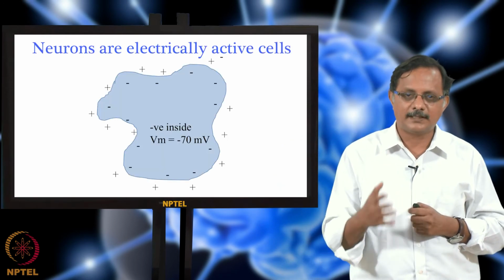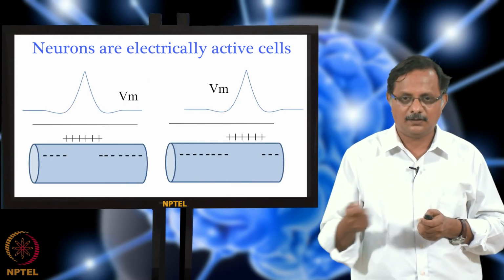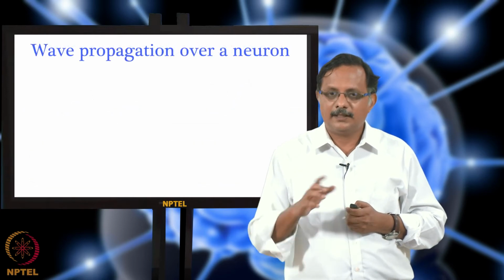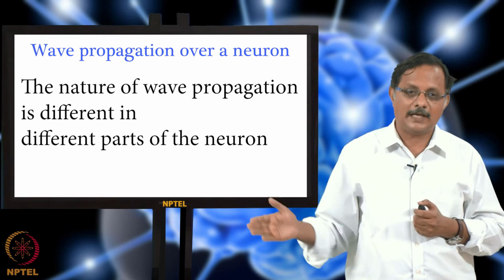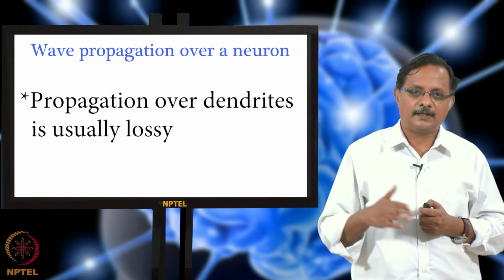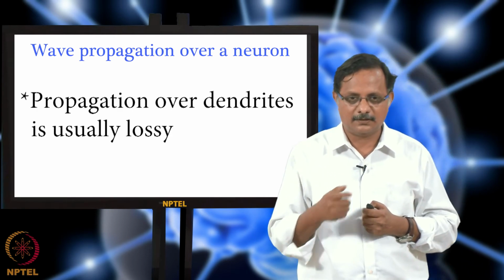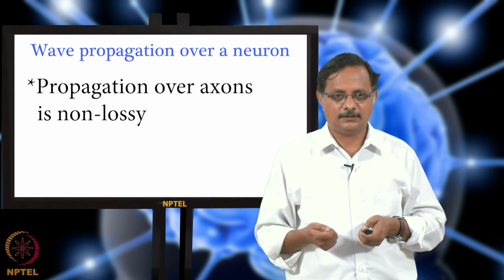Like I said already, the neurons are electrically active cells, and these signals propagate along the fibers of the neurons as electrical waves. Now, there is a little difference in the manner in which these waves propagate on the dendritic side as opposed to the axonal side. Propagation over dendrites is usually lossy, that is, the signals lose energy as they run along the dendrites, whereas propagation over axons is non-lossy. So, let us look at that.